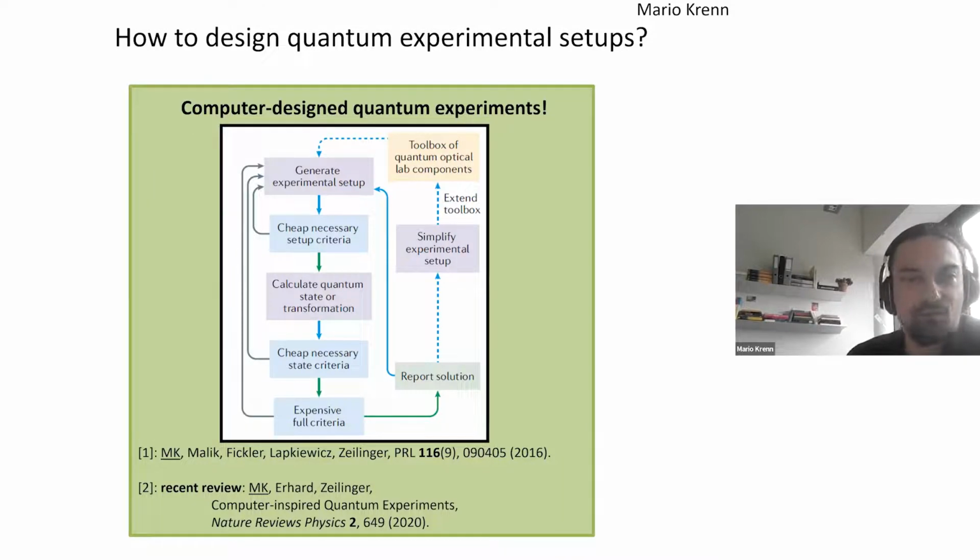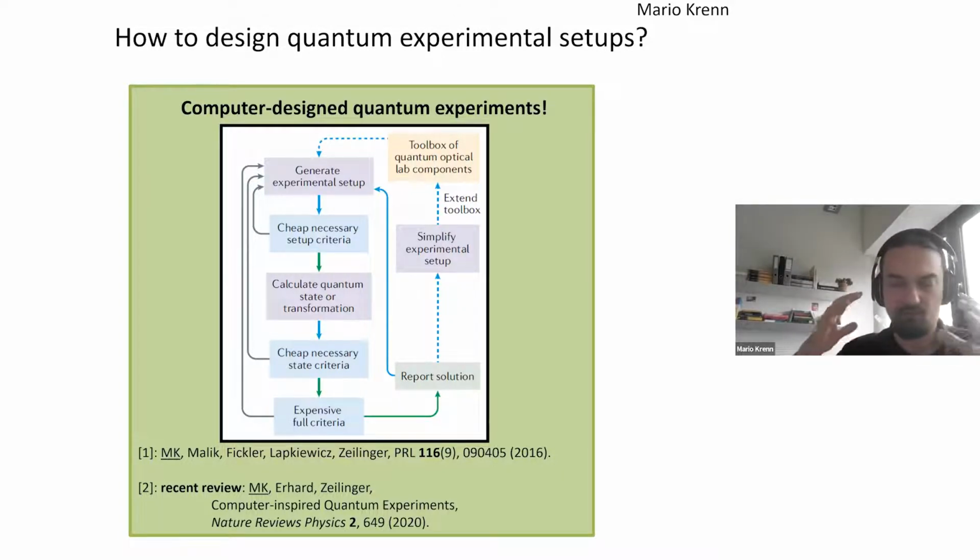So in this case, the most important thing is that we start with an experimental toolbox. And in this toolbox, we have all of the experimental elements that we have in our laboratory. For instance, laser or beam splitter, or phase shifters, detectors, nonlinear crystals, and so on. And now the algorithm in the beginning starts to assemble those elements in a random fashion.